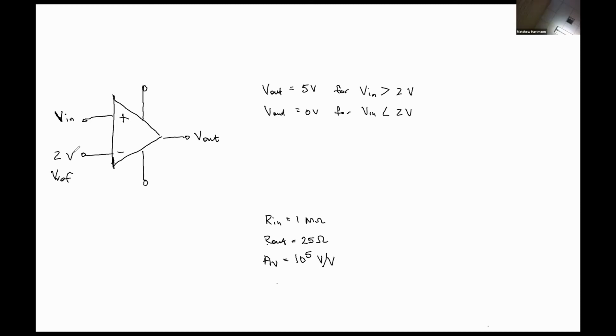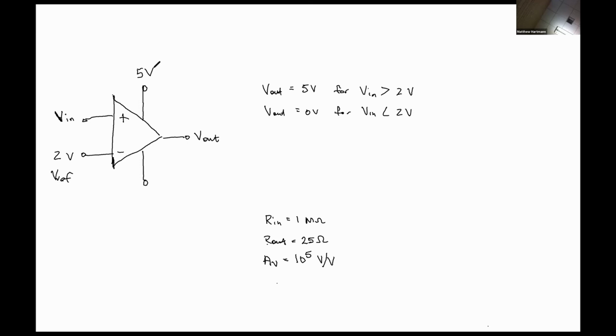So if I want V out to be 5 volts when V in is greater than 2 volts, what does that mean for one of my power supply voltages? Should be +5. Okay. And should VCC plus or VCC minus be +5? VCC plus. Okay. Now, what about my second statement? Right now we do have it set up to where if V in is greater than 2 volts, our output will be 5. What about the second condition?